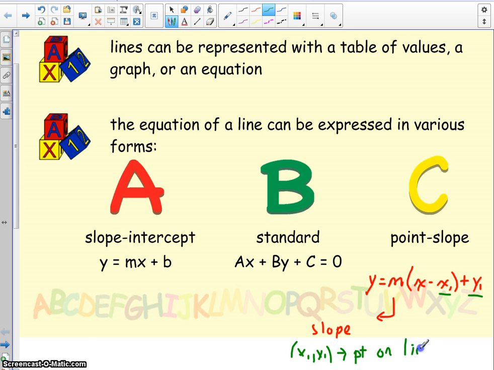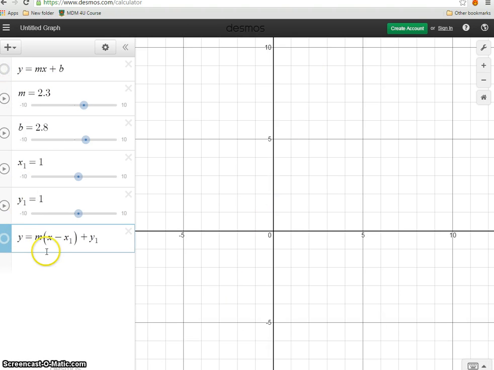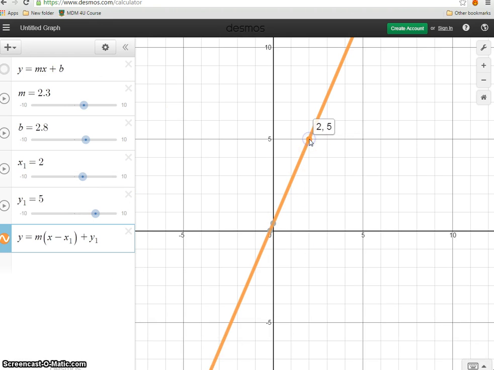Okay, and I'll show you an example of point-slope form. So let's go back and take a look here. Let me just erase that one. I have y equals m(x minus x1) plus y1. I'm just going to change my x1, y1 values. Let's just say I make x1 2 and y1, let's say 5. Because x1 is 2 and y1 is 5, that's telling me that the point (2, 5) should exist somewhere on that line. And if I take a look out here at (2, 5), you'll see that the line actually does pass through there. So it's a perfectly valid way of expressing that line.